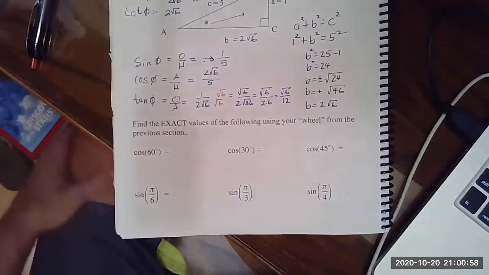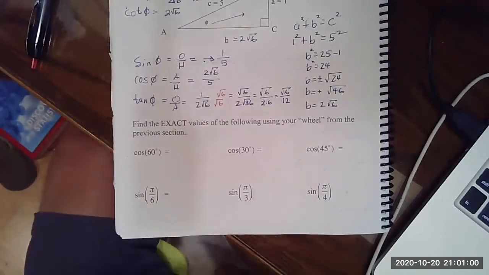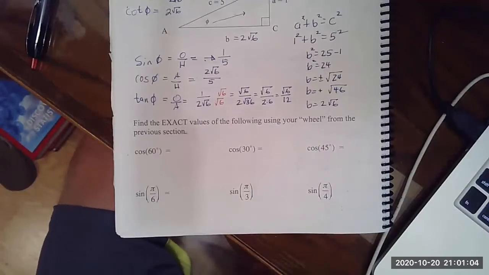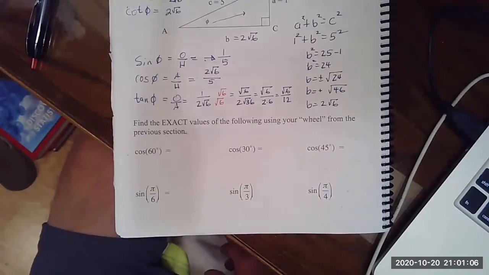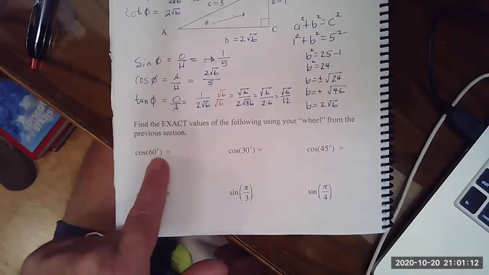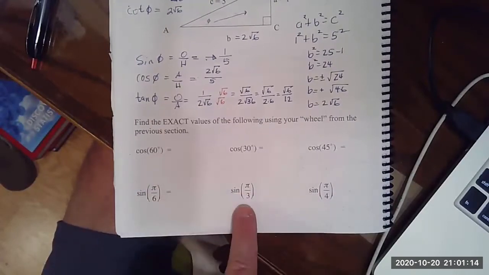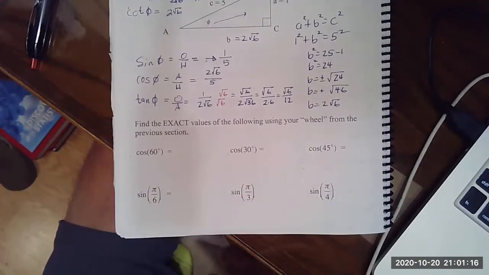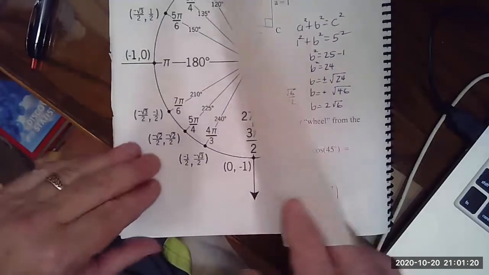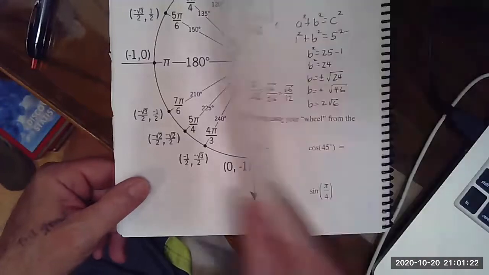All right, the next thing is I have this thing called the wheel. It's in your packet, and I'm going to show you that. It's a unit circle that indicates where the angles are. I'm just looking for cosine being the x and sine being the y, to see what the x and y values are from the previous section. So let me take a look. Oh, there it is on the previous page.